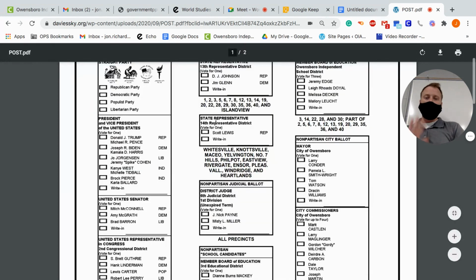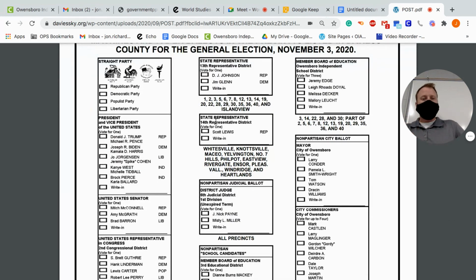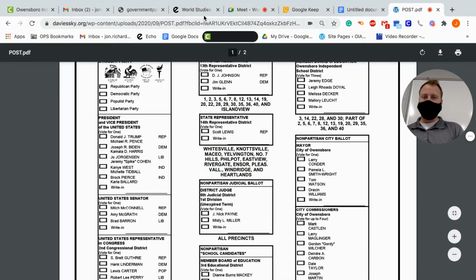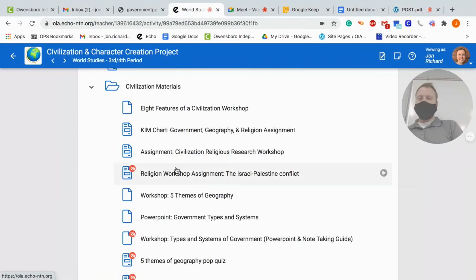So anyways, that's what a ballot looks like. You walk in your booth and you mark them, and then you go over and you scan it in, and they take your vote. So I'm going to end the discussion there.